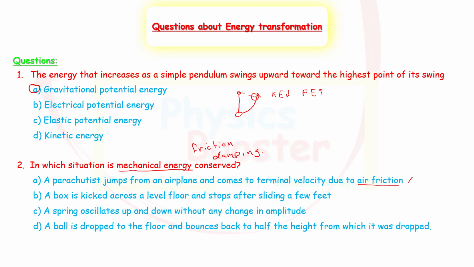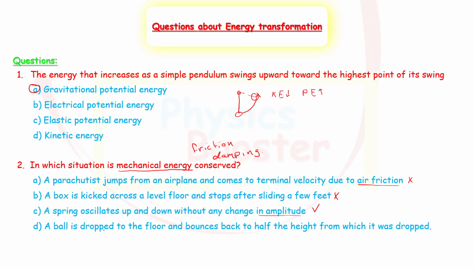A parachutist jumps from an airplane and comes to terminal velocity due to air friction. So there's air friction, so this can't be true. A box is kicked across a level floor and stops after sliding a few feet. Well, what stopped it? Friction. So again, friction is here, so there must be losses in energy. Third, a spring oscillates up and down without any change in its amplitude. In other words, it keeps on going up and down perpetually because there is no damping. So this could be our correct answer.